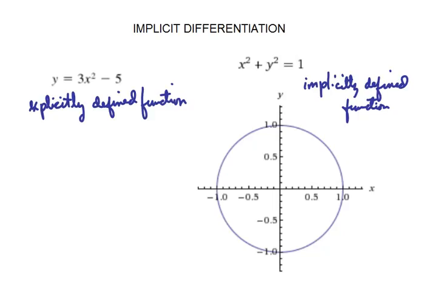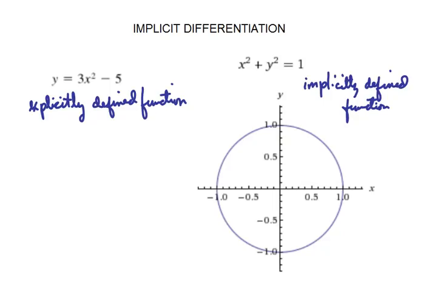So what does an implicitly defined function look like? Your x's and your y's are all together. They're all mixed up. You don't have y equals something as a function of x. X's and y's are multiplied together, added together, etc. That is what we call an implicit definition.